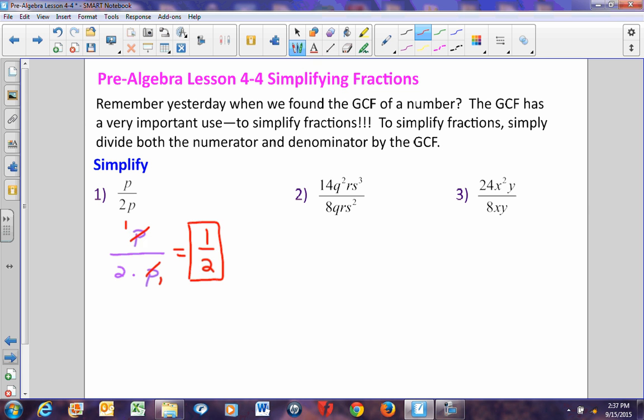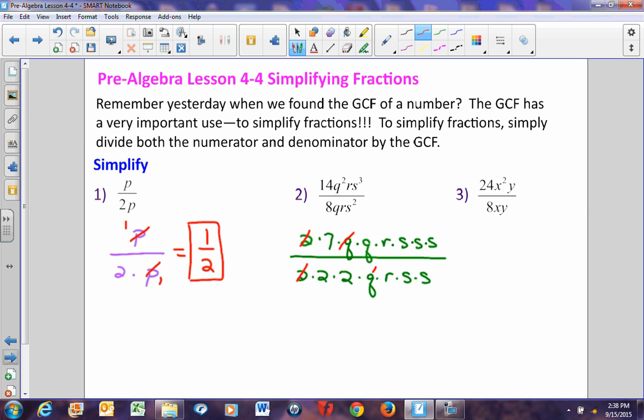If I have 14 q to the second r s to the third, over 8 q r s to the second, 14 is 2 times 7 times q times r times s times s times s. 8 is 2 times 2 times 2 times q times r times s times s. All I did was the prime factorization of both of those numbers. Now I'm going to cancel out whatever they have in common. They have this 2 in common. I can cancel that out.